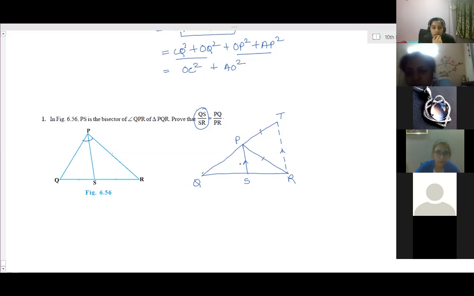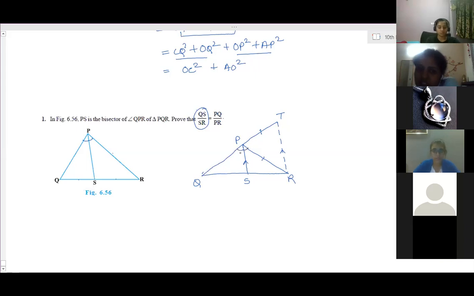So actually we are getting PT, but we need PR. What do we have to do? Ma'am, we can prove that PT is equal to PR. Yes, our main aim now is to prove that PT and PR are equal. Is that clear? Yes. So now how to prove that?